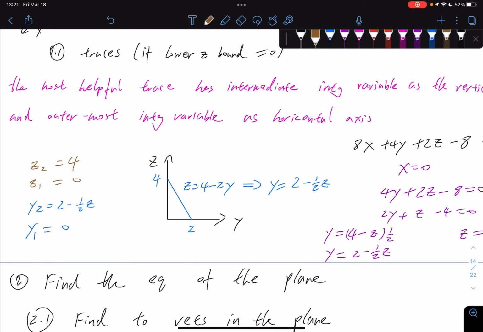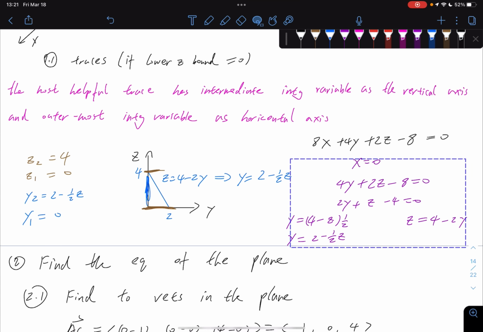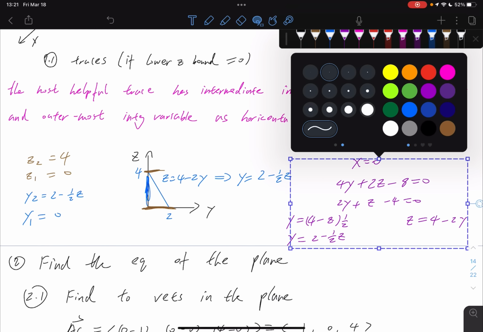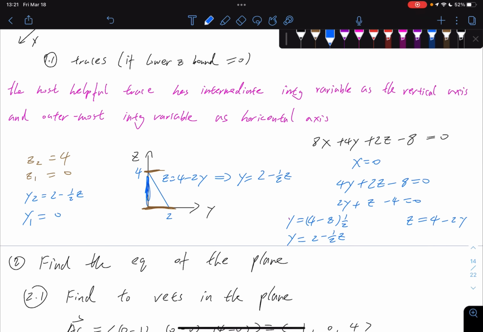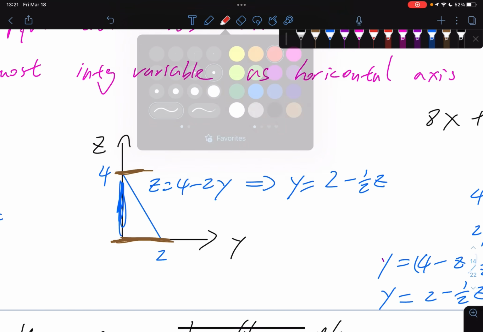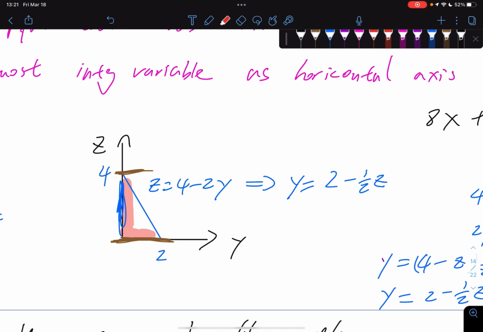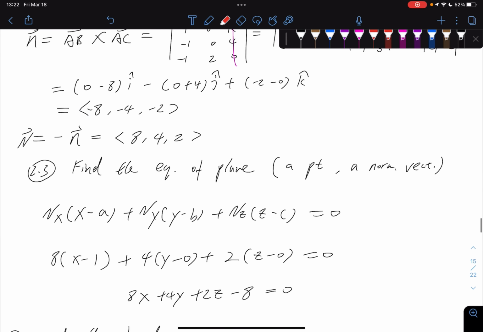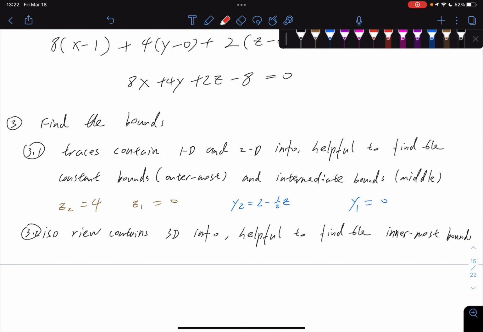So z equals 0 is right here, right? Z equals 0 is right here, and z equals 4 is right here. And then y1 equals 0 is right here, right? So that's blue, and then this is our region of integration, at least in 2D. Okay, so now we found the intermediate bounds and the outermost bound.